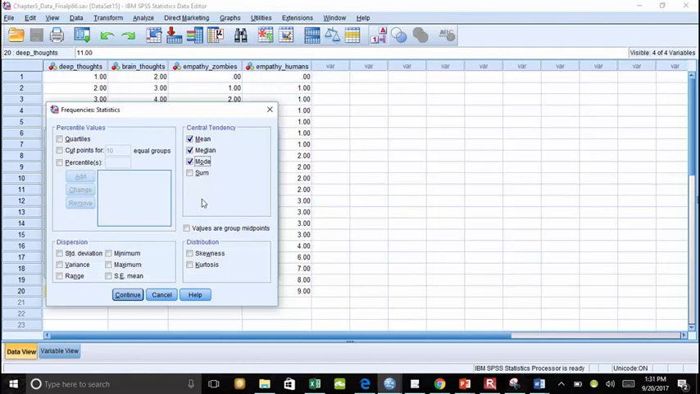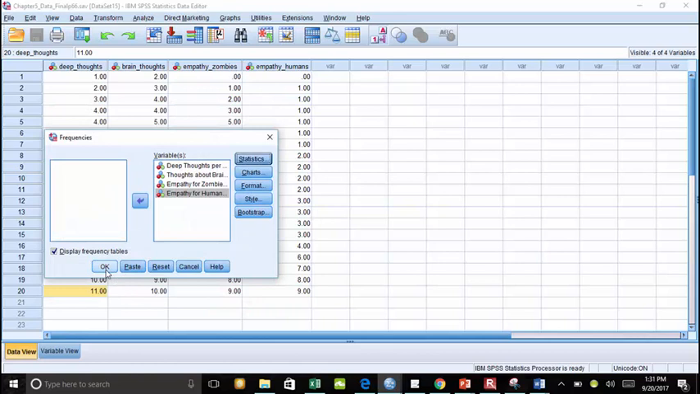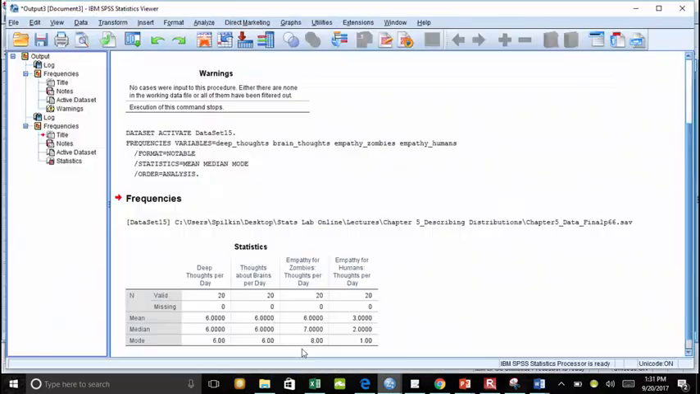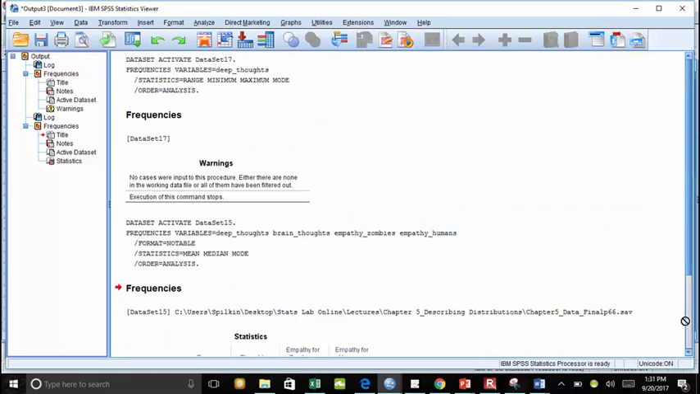Okay, you could also click other things. There's sum here, there's skewness and kurtosis, there's variability, but for this moment we're just going to do mean, median, and mode. Click Continue, and then OK. I'm going to unclick Display the Frequency Tables. You could keep this checked, and then you would get your frequency distribution, but I'm going to unclick that since we don't need it right now. And then your output should come up over here.